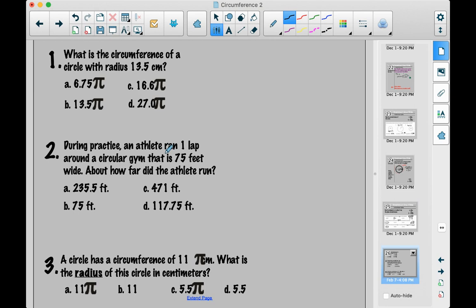All right. So I'm going to leave you with these three to try on your own again that are circumference related questions, but they ask you a couple of different things. So read them carefully, see what you can do. We'll check back in a minute and see how you did.